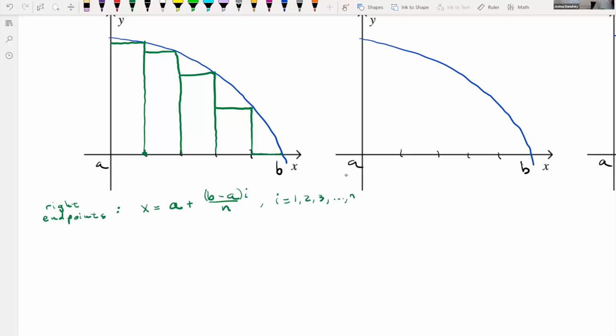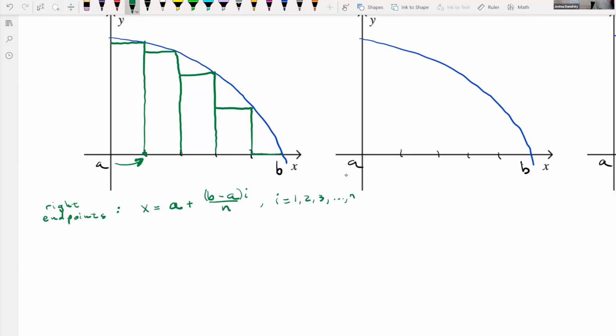So again, the idea here is we are starting at A, and then we're adding delta x i times, right? There's once when i is 1, here's twice when i is 2, here we add delta x 3 times when i is 3, and then 4 times, et cetera, et cetera.